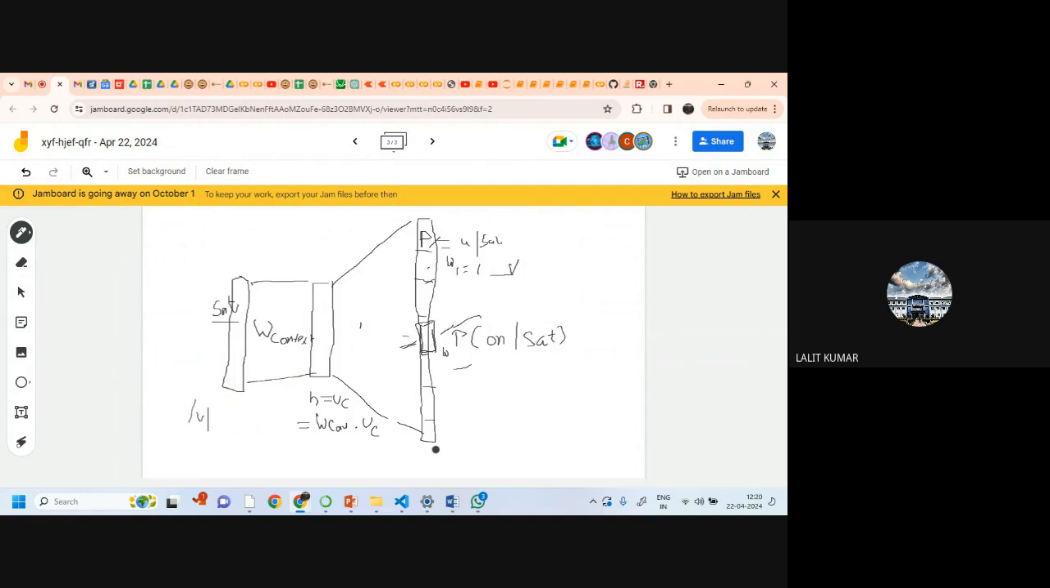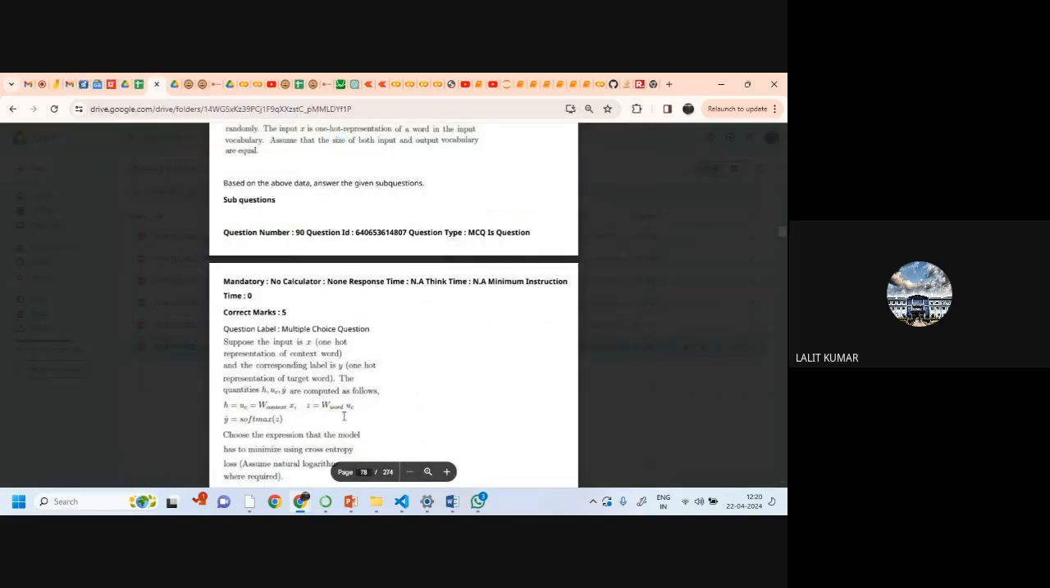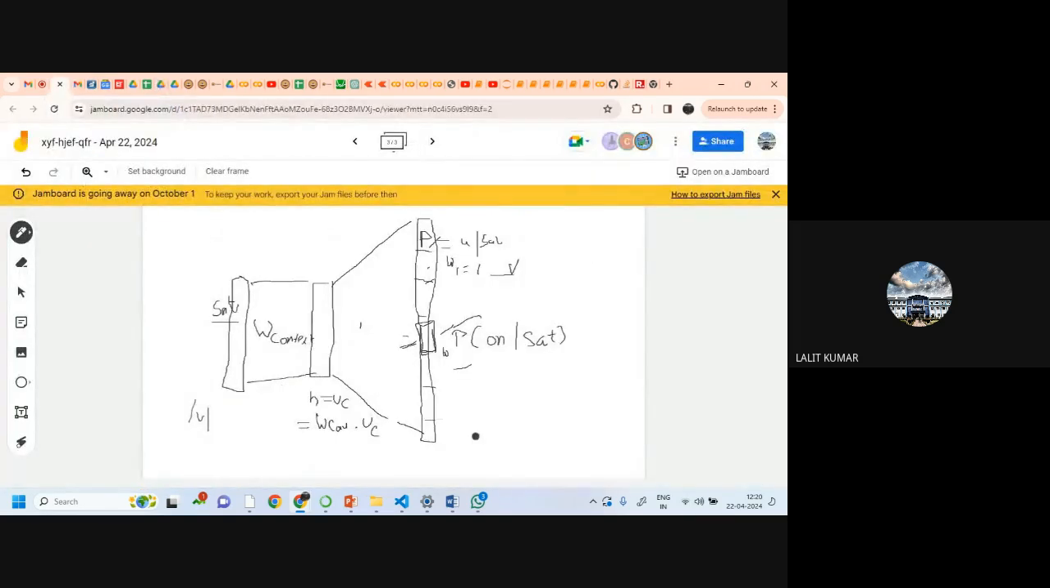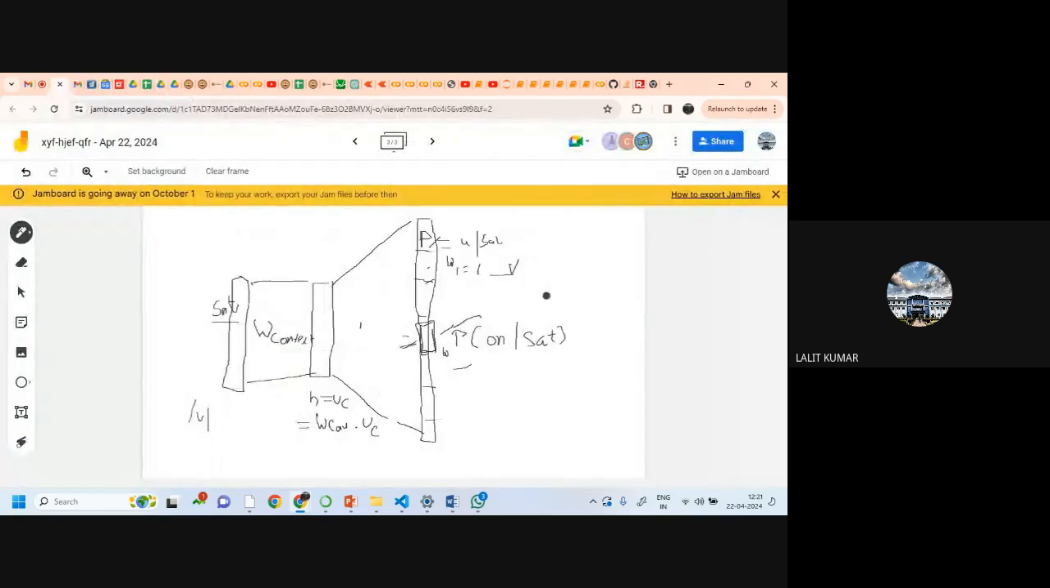Z is equal to W word into UC, and Y hat is equal to softmax of Z. Here he's saying this is the Z. Z is equal to W word into UC, and Y hat is equal to softmax of Z.